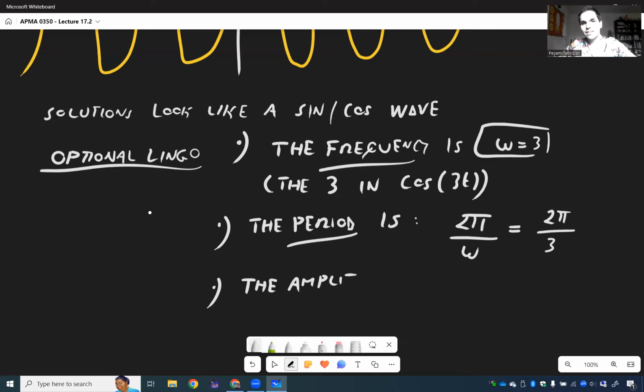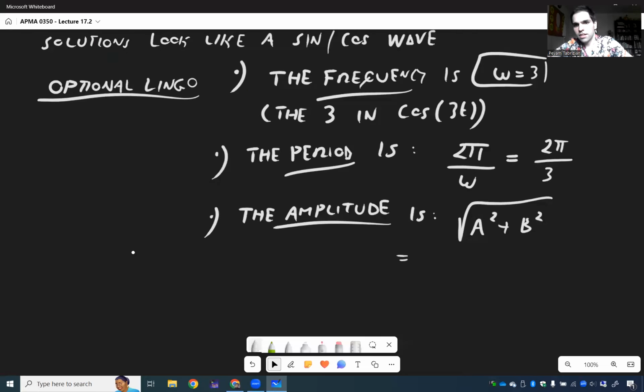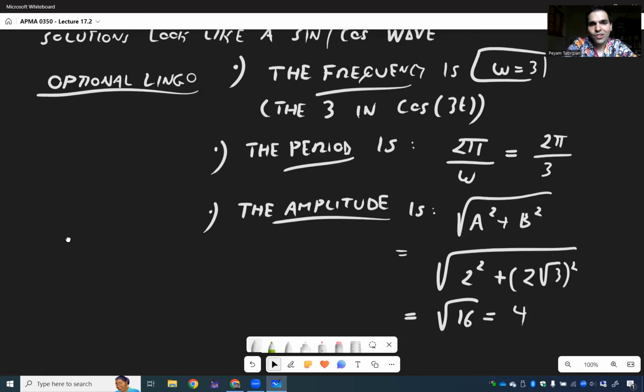The amplitude is simply, you take those constants a and b, and you take the square root of a² + b², which here is the square root of 2² + (2√3)². You could calculate that to be the square root of 16, which is 4. So think polar coordinates.